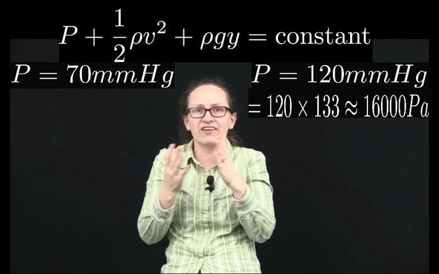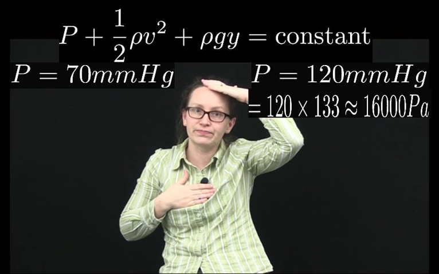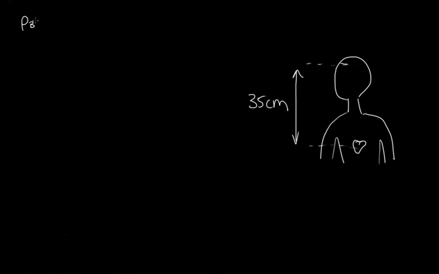So let's now calculate the pressure difference between my heart and my head. So to do this calculation, we'll assume that my head is 35 centimeters above my heart. We're going to need to make use of the density of blood. So the density of blood can vary a bit, but we'll take it as equal to 1050 kilograms per meter cubed. We're going to make one other assumption. We're going to assume that the diameter of the blood vessels doesn't change between the heart and the head.